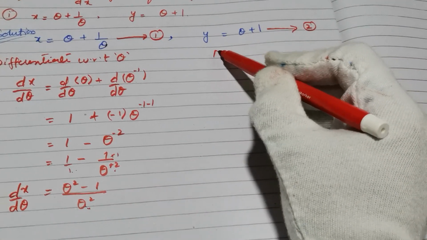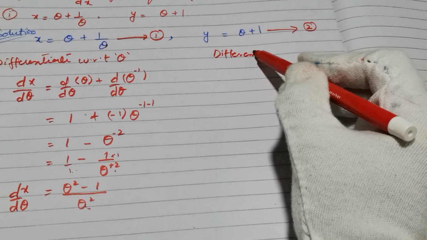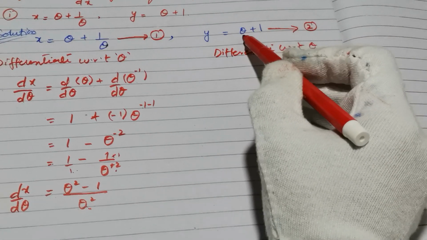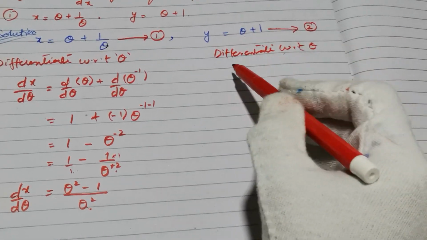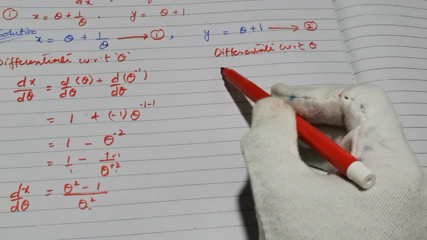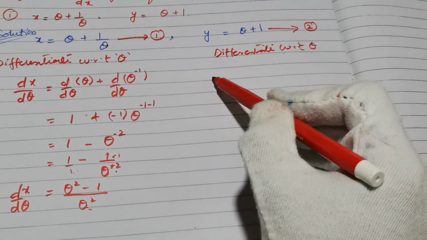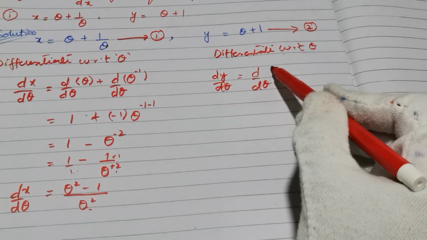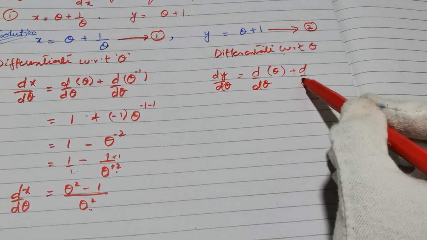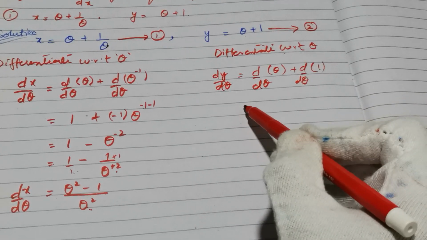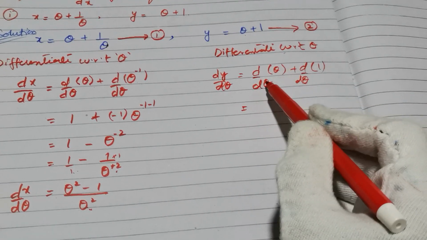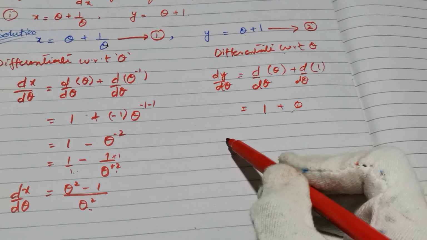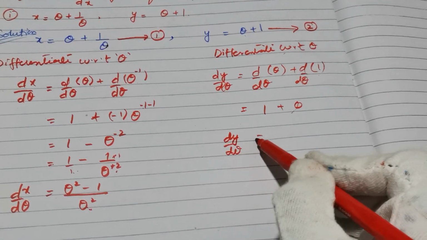Now we will differentiate equation 2. We will differentiate with respect to theta because in the right side the variable is theta. So dy by d theta is equal to d by d theta of theta plus d by d theta of 1. Derivative of theta with respect to theta is 1, plus the derivative of any constant is 0. So dy by d theta is equal to 1.